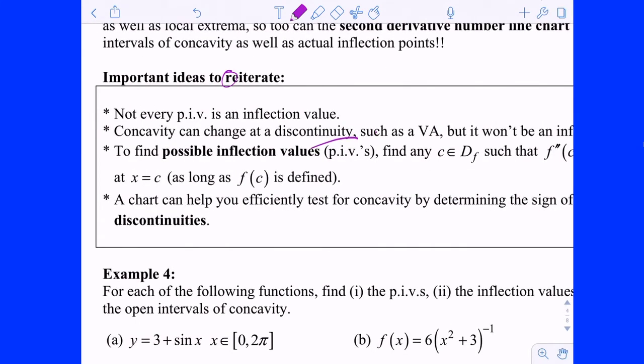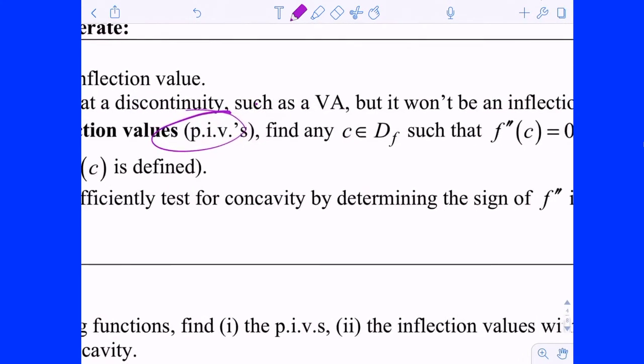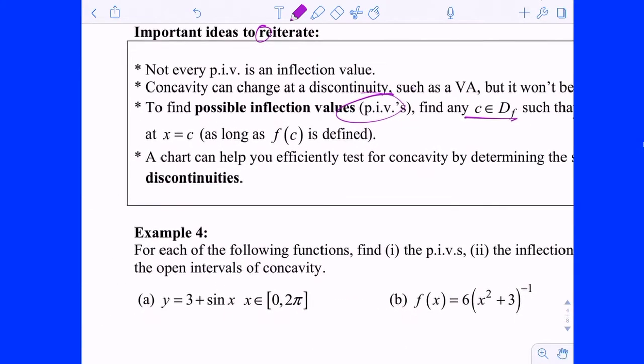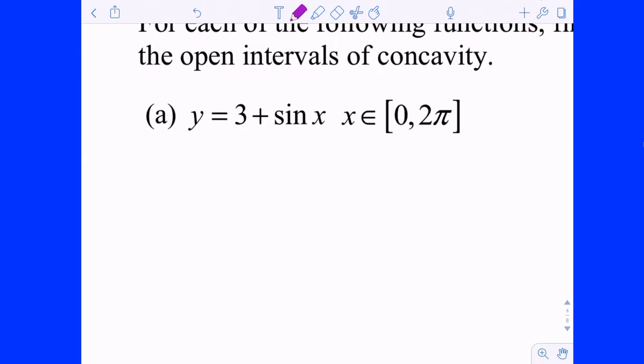To find your PIVs, your possible inflection values, find any value in the domain such that the first derivative or second derivative is 0 or undefined, just like your critical values. And then a chart will help you determine the intervals of concavity as well as the justification for the inflection points. Just like a first derivative number line chart gives you increasing, decreasing intervals and first derivative justification. Discontinuities make their way into any number line chart. Okay, we have 4 minutes. Let's do example 4a.